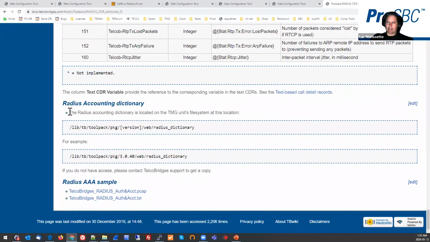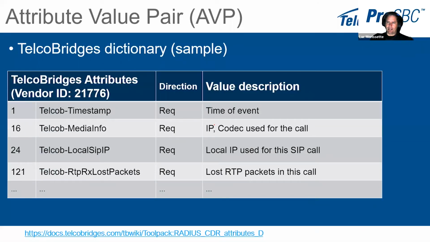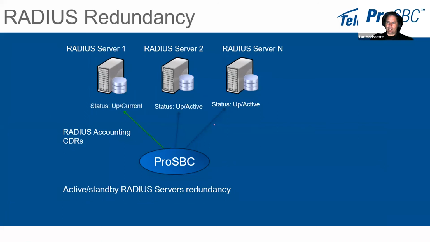Okay, so it mentions here that the RADIUS dictionary is located on each of the devices of our SBCs. In the RADIUS routing script, we can assign some RADIUS authorization servers. Here, what we will do is the same thing, but we will name them as accounting servers instead.